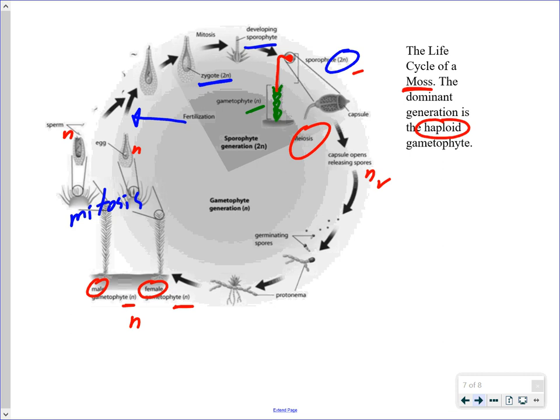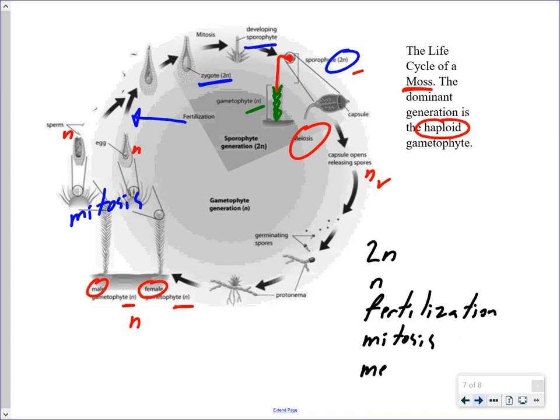So again, if you're given a question on an exam dealing with life cycles, or with something like this, the alternation of generations, really what they're asking you to do in both cases is identify where you have cells that are diploid. Where do you have cells that are haploid? Where does fertilization take place? Where does mitosis take place? And where does meiosis take place?